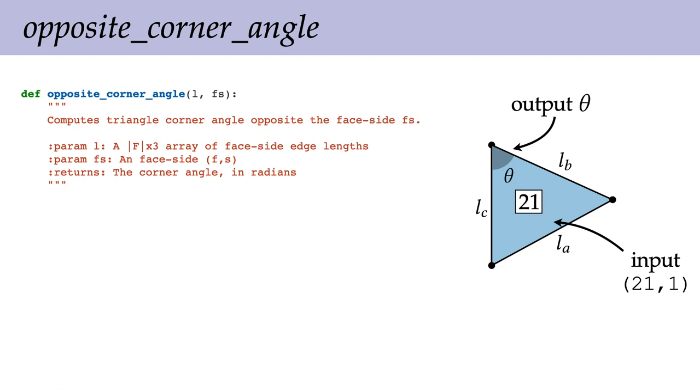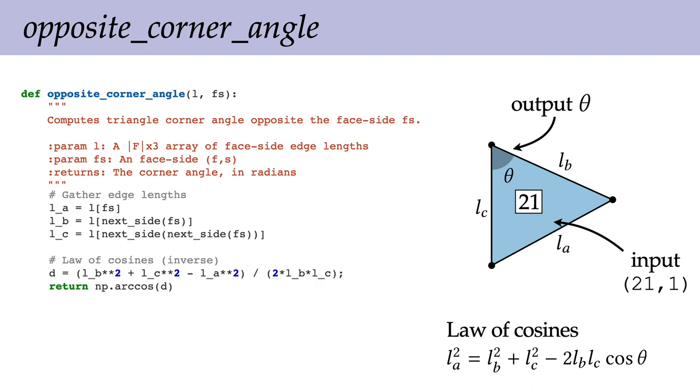Another useful basic geometry routine is going to be the opposite corner angle. This takes as input the list of edge lengths, as well as some face side in some triangle, and outputs the angle in radians of the opposite corner of the triangle. On the right here, you see if we have our triangle and we get this face side, which might be 21,1 as input, we want to know the corner angle of the opposite corner, which I've marked as theta here. We're going to do this again with some elementary geometry using the law of cosines, which relates the cosine of one angle of a triangle to all three of its edge lengths. And this will look similar to our previous routines.